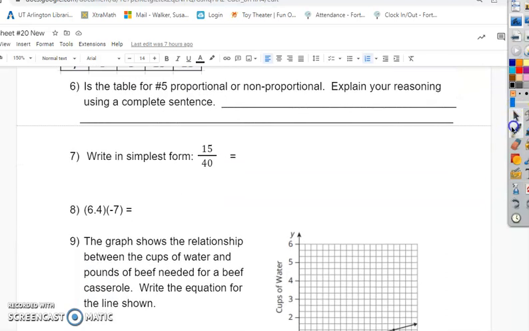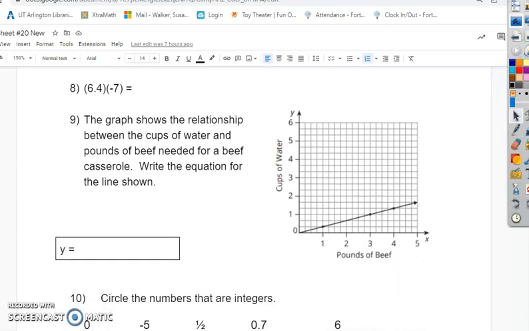Simplest form, guys. I'm not going to go over this. Divide the top and bottom by the same number. Number 8. This is a triangle problem. Hopefully you know this is multiply by now.